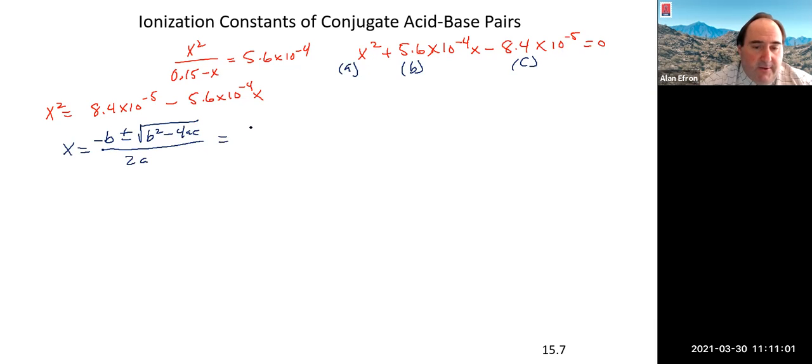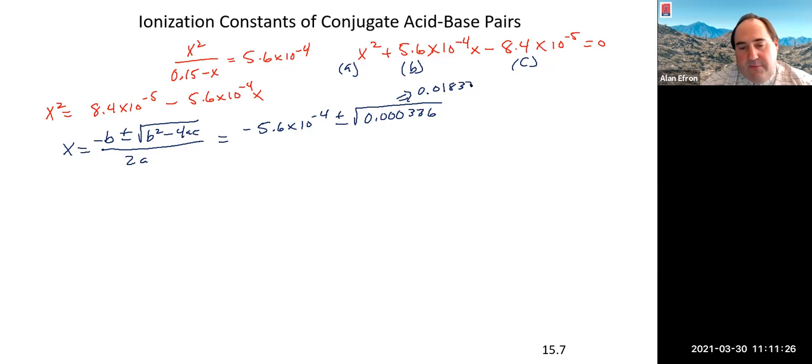Popping in some numbers here, minus b would then be minus 5.6 times 10 to the minus 4 plus or minus. Again, if we clean up what's inside the square root, I believe you end up with something like 0.000336. Upon square rooting, that ends up with 0.0183339, not doing a lot of rounding there, divided by basically 2 in this case. Just like we've seen before, this will obviously yield us 2 different x values.